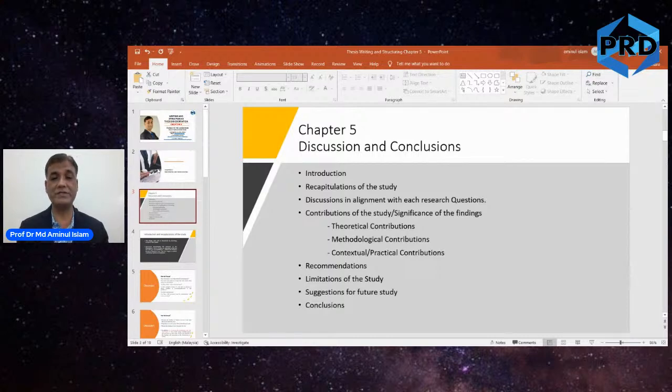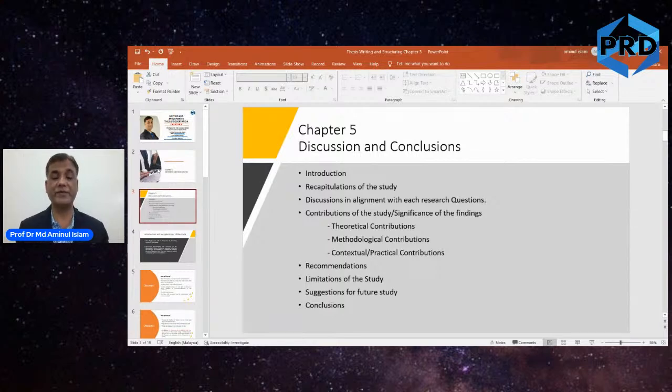This is followed by contributions of the study or significance of the findings. Either one is fine. Certain institutions will prefer contributions of the study, some institutions will prefer significance of findings, or possibly some supervisors will prefer this section to be contributions of the study.